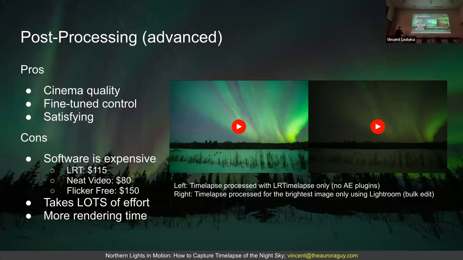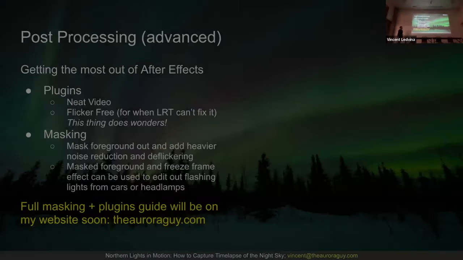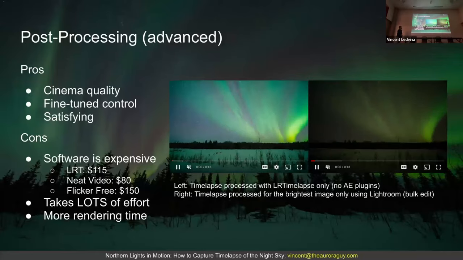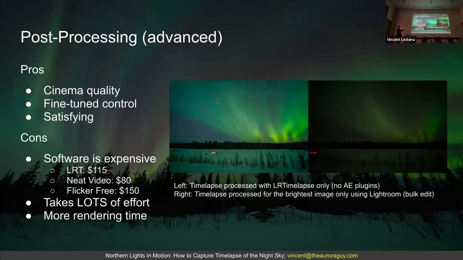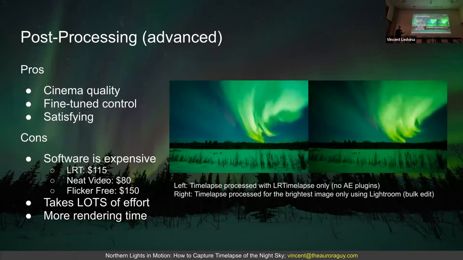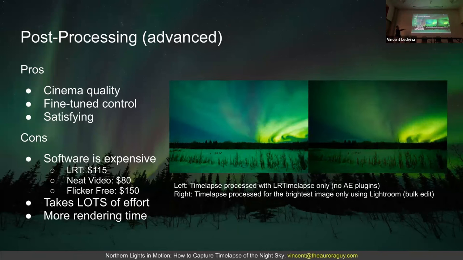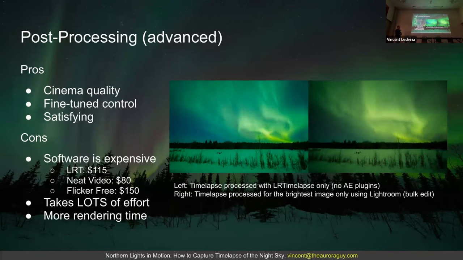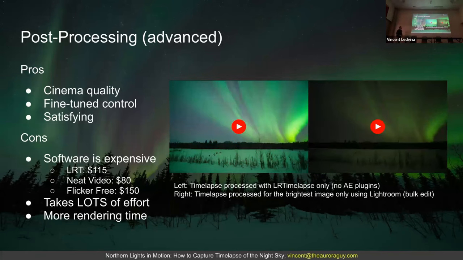Some people like to show, yeah, the Aurora started out really dim, and then it got really bright and then got really dim again. So we see that one more time. In this time lapse, it is kind of cool. You can see the Aurora was really dim, and then it got really bright, and then it got really dim again. Some people like that. But with LR Timelapse, you can smooth everything out, and it's kind of the same exposure throughout. So it takes a lot of effort, more rendering time, but again, it's what everyone uses.